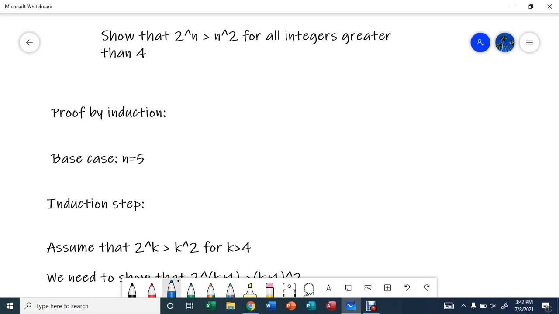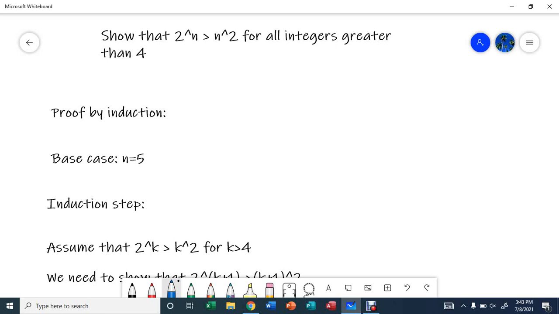In this short video, I will show you how to use mathematical induction to prove inequality. So let's start. The question is, show that 2 to the n is greater than n squared for all integers greater than 4. So let's prove it using mathematical induction.